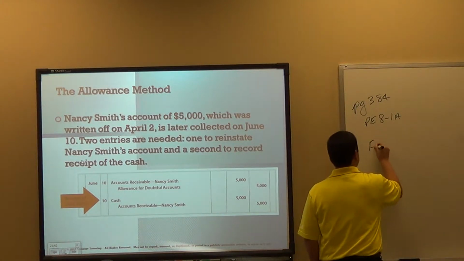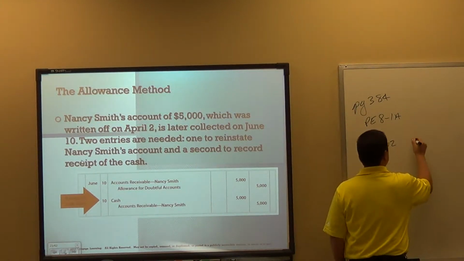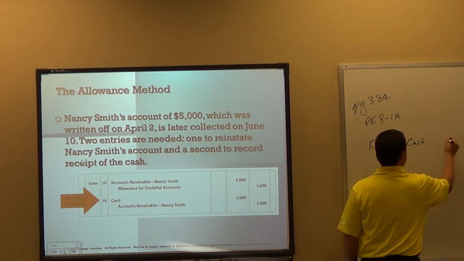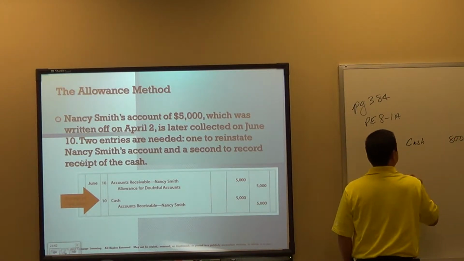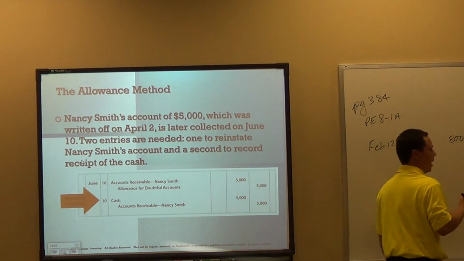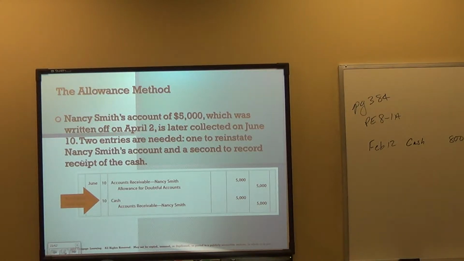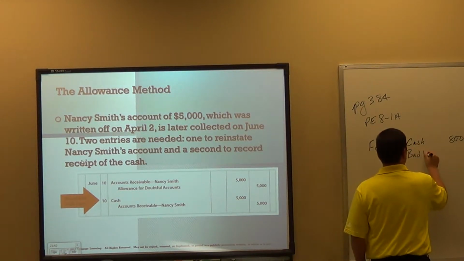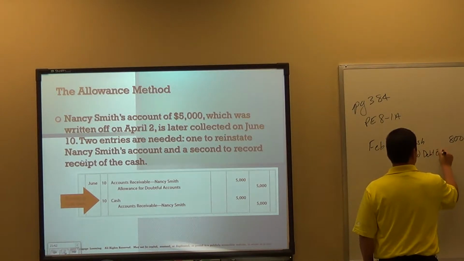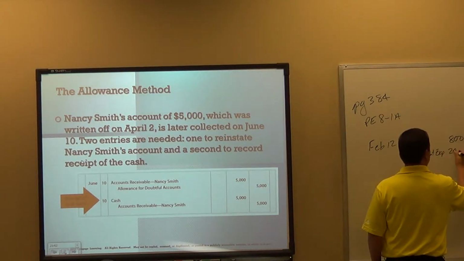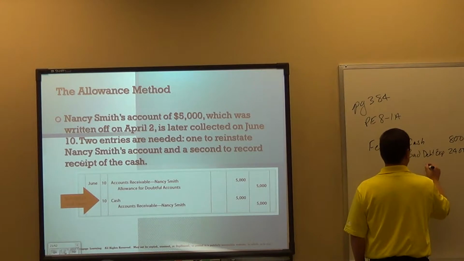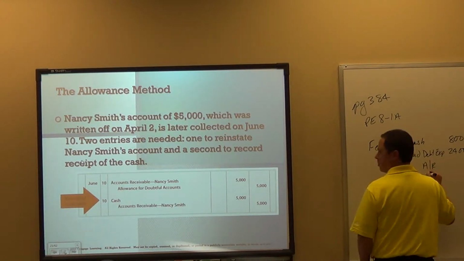We'll walk through it with you guys. On February 12th, we received cash of $800, is that right? And then we're writing off some of it because the customer is not going to pay the rest. So we have bad debt expense of $2,400, it looks like here. That was $2,400, which is the total of the accounts receivable for, what was the gentleman's name?